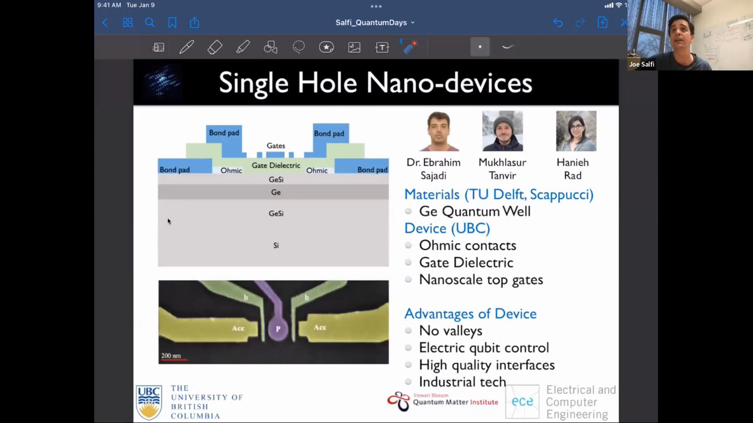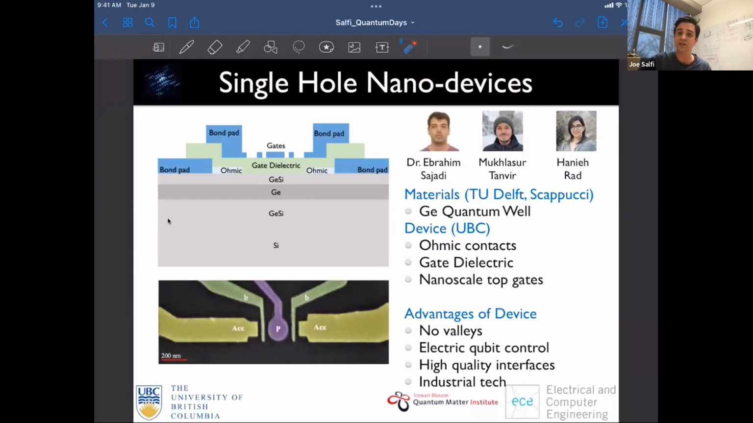We set up in January 2019. My dilution fridge was installed around March 2020. And I'm going to show you two or three different results that have come out of our work in the group. So the first one is about single hole nano devices.